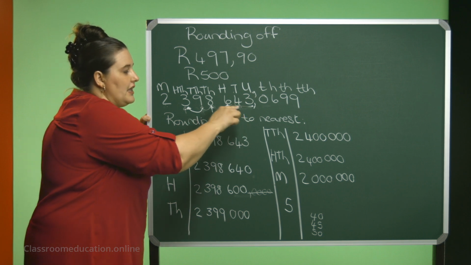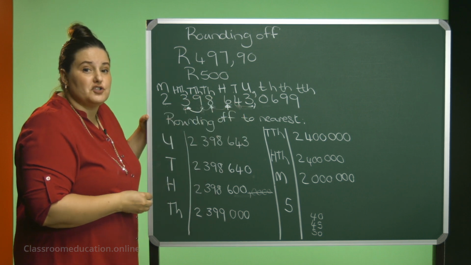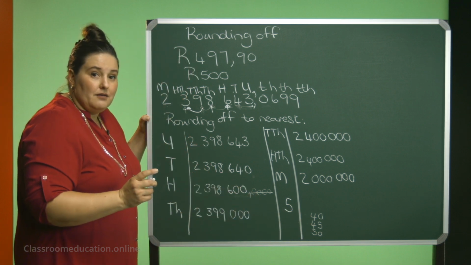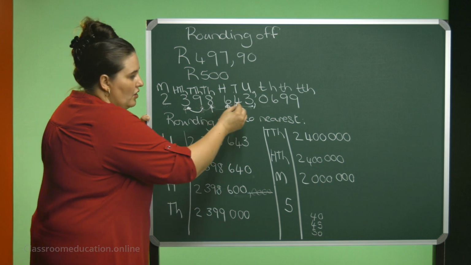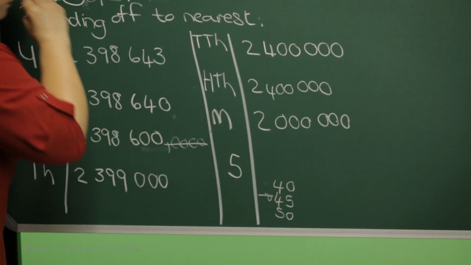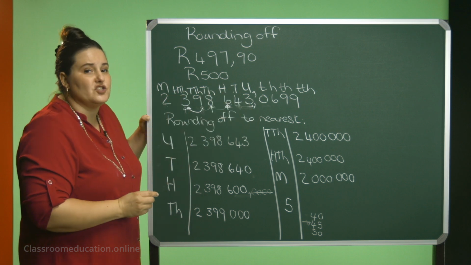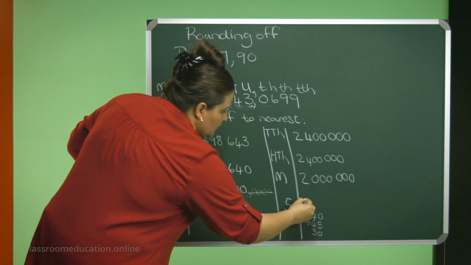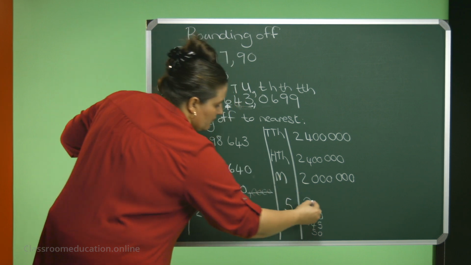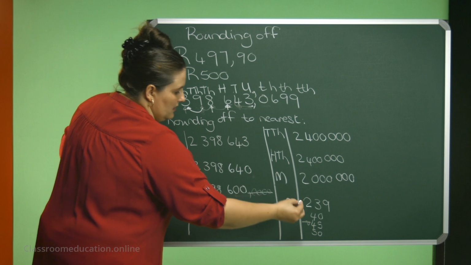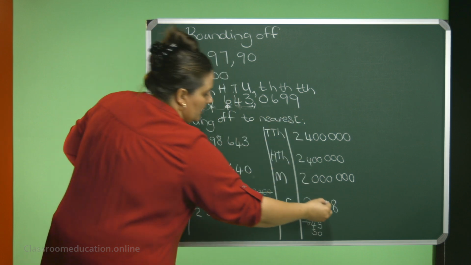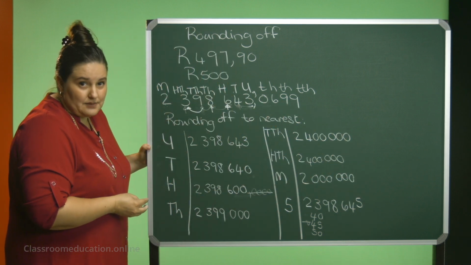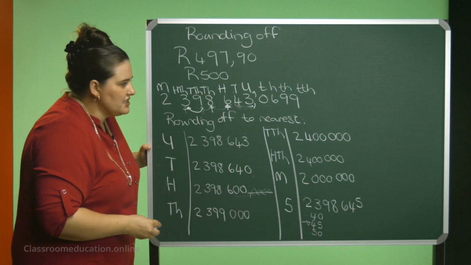So, the 43. The 43 is closest to which one? The 40, the 45, or the 50? The 45. And because the 43 is closest to the 45, it means that the 3 will change then to a 5. But you still need to write all of these. So 2,398,645. Do you understand? Does it make sense? Let's do the last part.